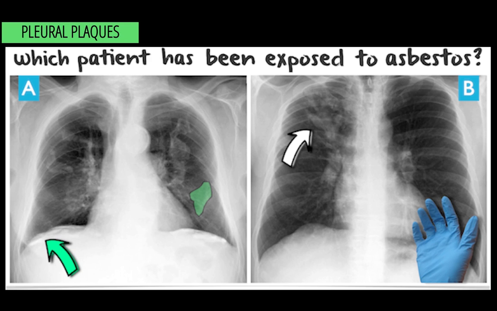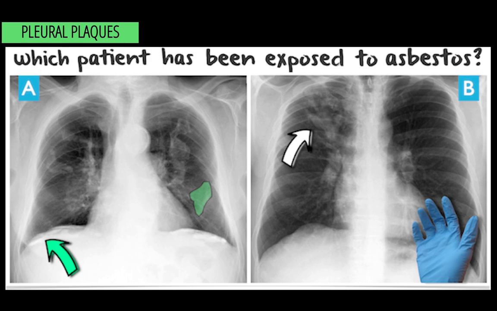So here's a tricky one. Looking at the radiographs of A and B, I want you to think about which patient has been exposed to asbestos. In patient A, we can see multiple calcified pleural plaques on the surface of the lung. We can see this cluster over here, another there, another one here, as highlighted in green. And this is going to be a hallmark of asbestos exposure.